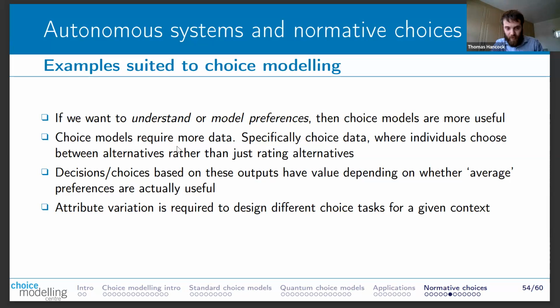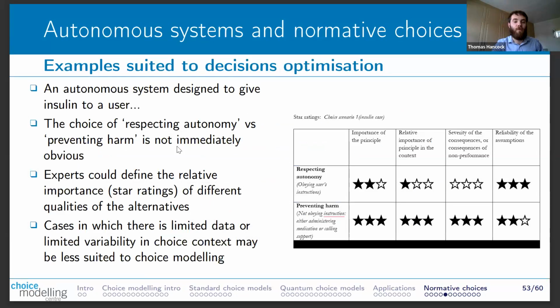So you typically have at least 100 decision makers, whereas for decisions optimization, you could probably do it quite easily with an expert panel of 10 individuals or so.